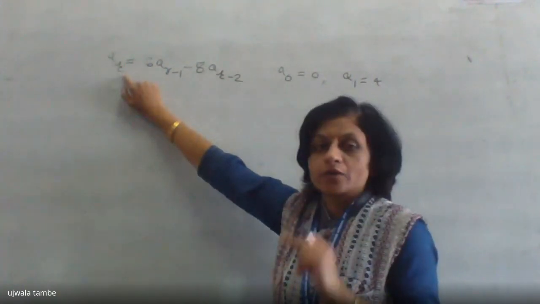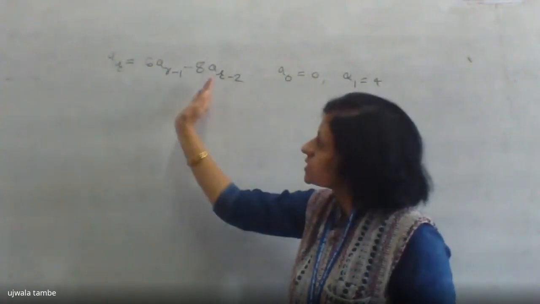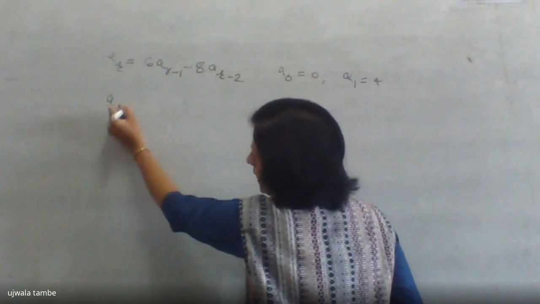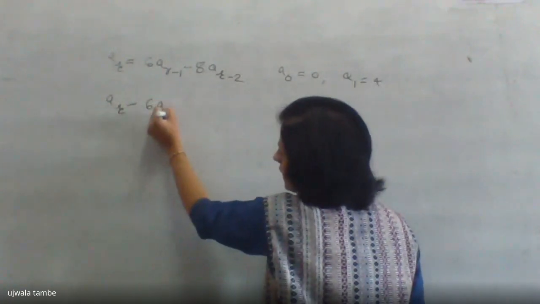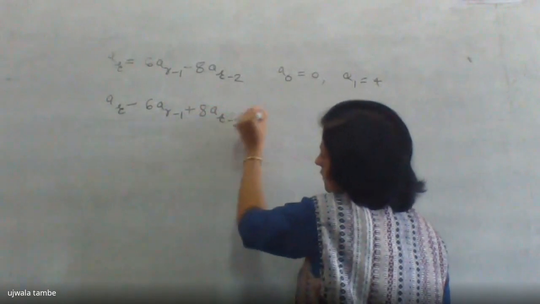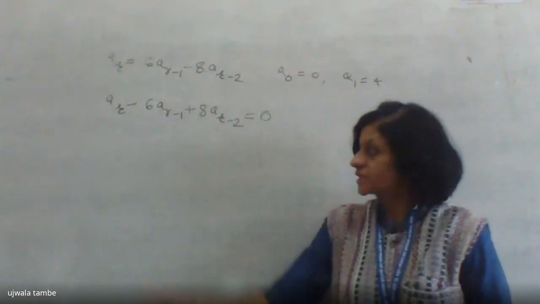Put a_r is equal to alpha raised to r. First, convert this equation into a homogeneous equation. The homogeneous equation is a_r minus 6 a_(r-1) plus 8 a_(r-2) is equal to 0. We get the homogeneous equation.